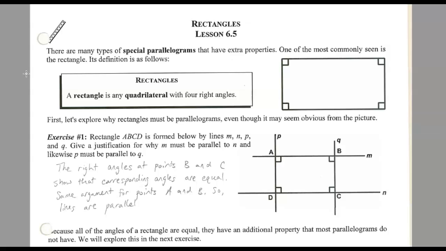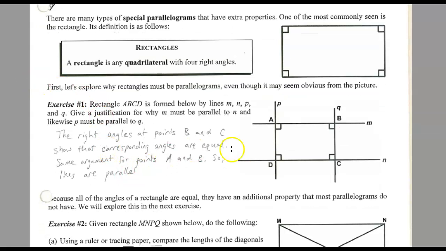If we can show that the sides of a rectangle are parallel, then it will have that same property and be a type of parallelogram. Exercise 1 does just that. So we have a rectangle drawn here, and we're giving a justification for why line M must be parallel to N and why line P must be parallel to Q.